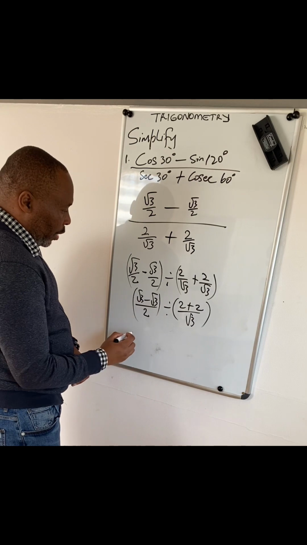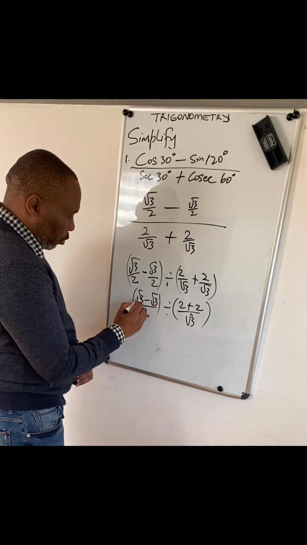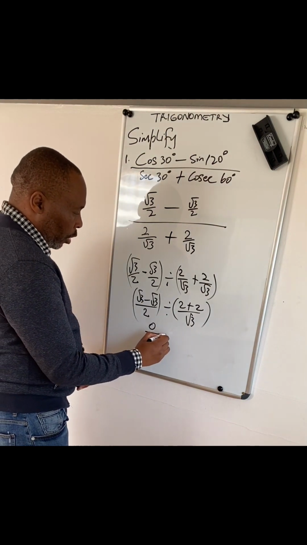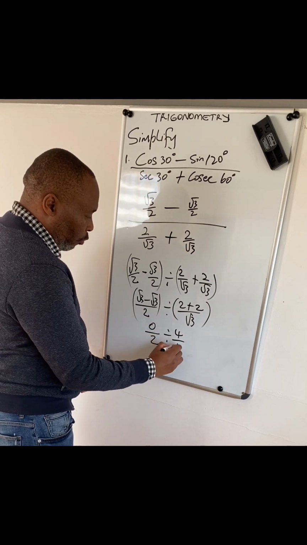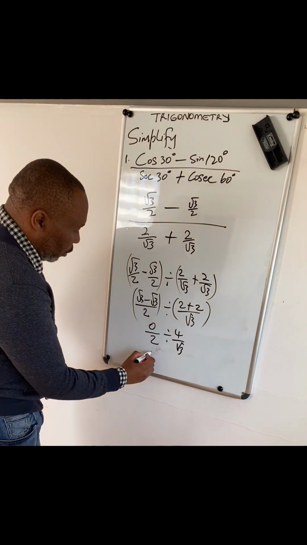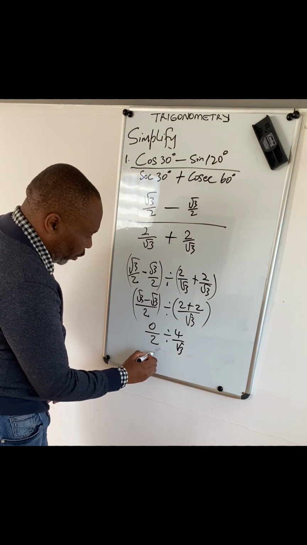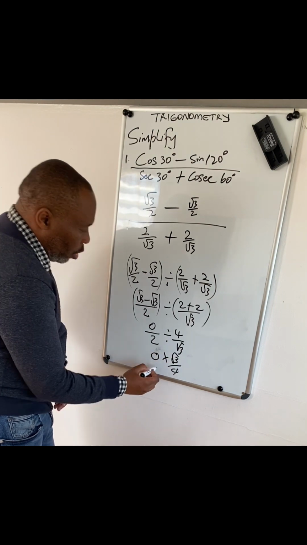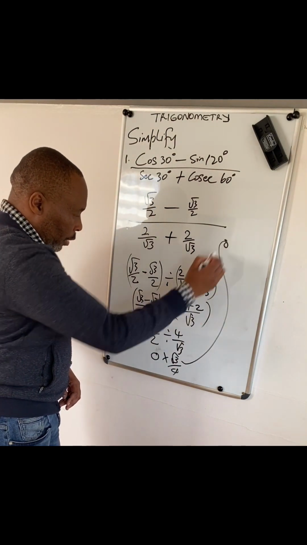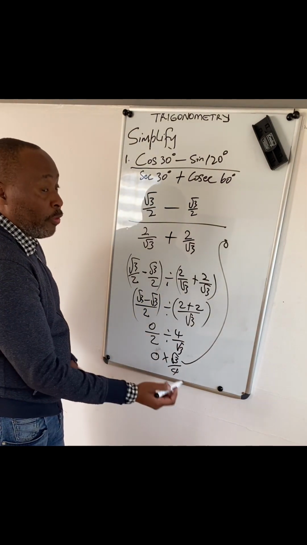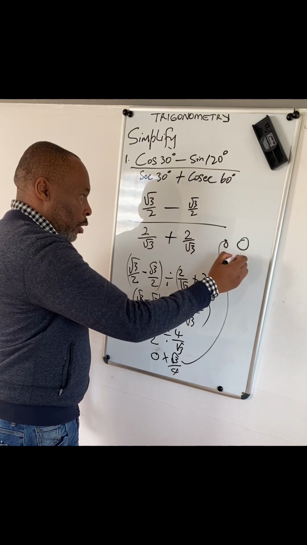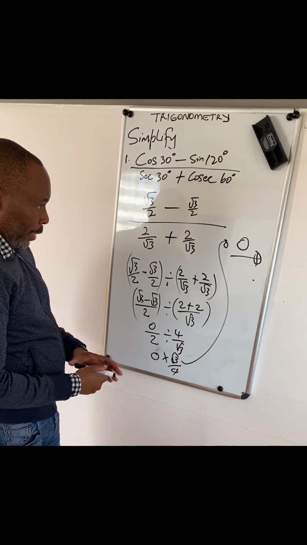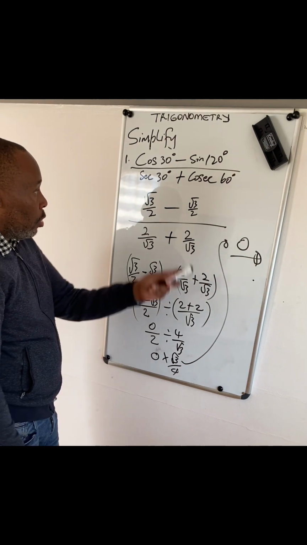Over here, it is a 0. This is root 3 minus root 3, it's 0 over 2. We divide by 4 over root 3. But we know that 0 over 2 is 0. Here we change, it's multiplied by root 3 over 4. But even then, 0 times root 3 over 4, anything multiplied by 0 is 0. That is the answer. Anything multiplied by 0, our answer is 0.